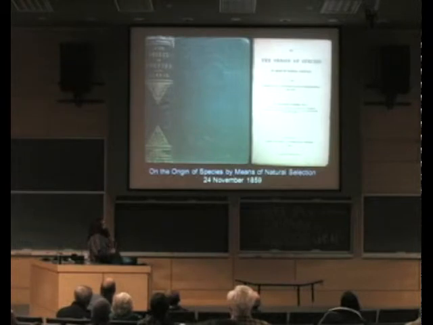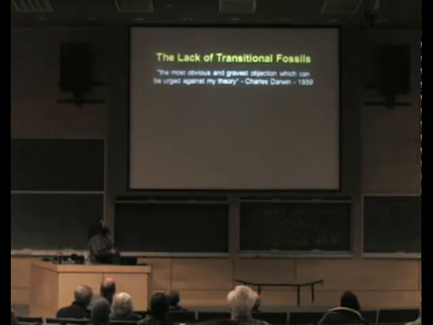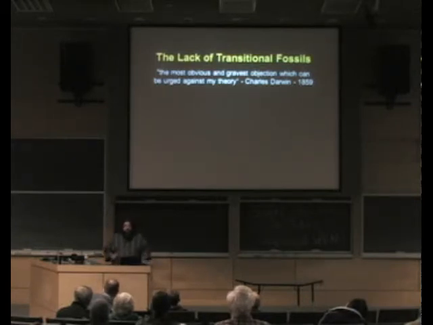One of the things that Darwin said in the Origin of Species is he talked about the lack of transitional fossils. He said, the most obvious and gravest objection which can be urged against my theory is the lack of transitional fossils. Fortunately, paleontology was about to help him out.